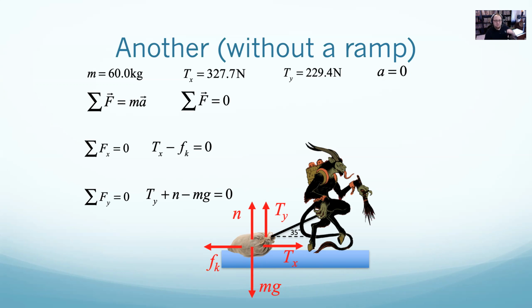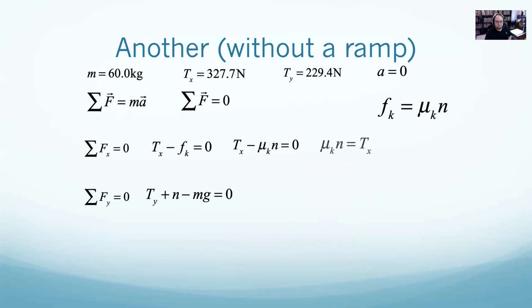Now, this is kinetic friction because it's moving. And I can say the force of kinetic friction is the coefficient of kinetic friction times n. And I'll take that and shove it in for f of k in my x equation. I can then add mu of k n to both sides and divide both sides by n. And so the value of mu of k, what I'm looking for, is T of x over n.